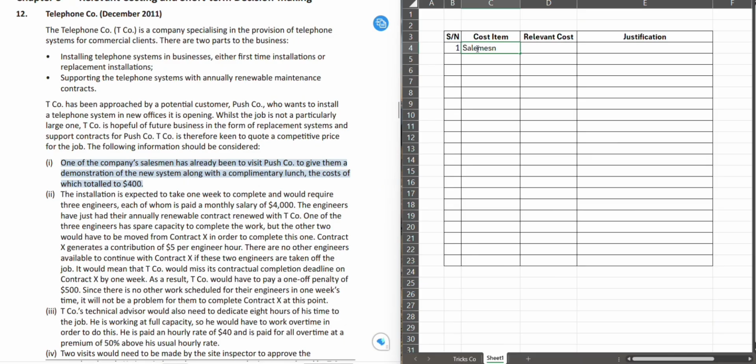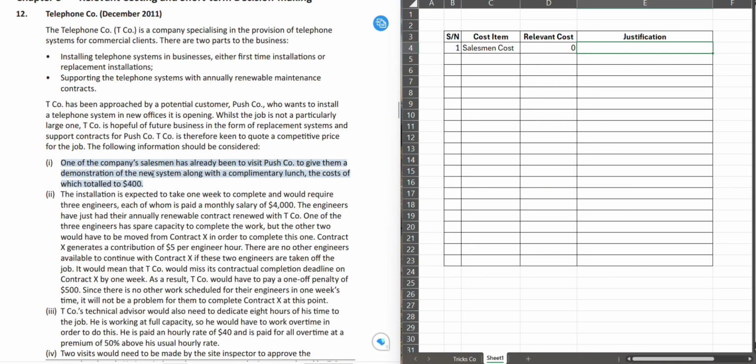Salesman. And what should be the relevant cost? Let's look at the note. It says, one of the company's salesmen has already been to visit Pushco to give them a demonstration of the new system, along with a complimentary lunch. Wow. The cost of which totaled $400. So look at this. The guy has already gone there to show this potential customer how the system is working. The relevant cost for this item is definitely going to be 0.